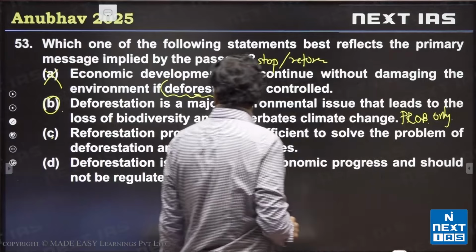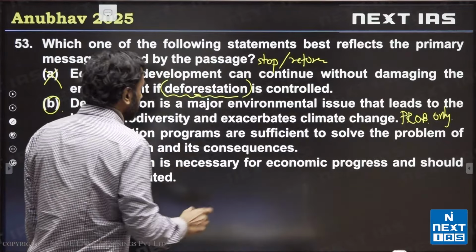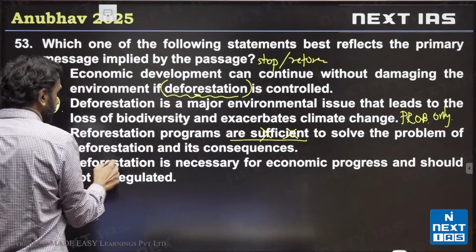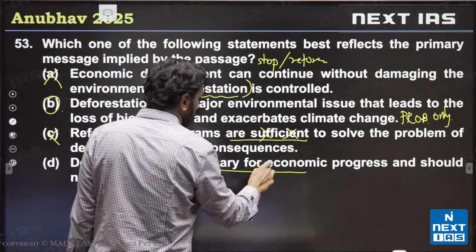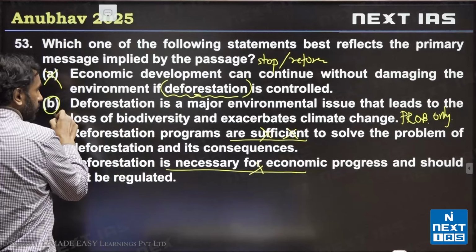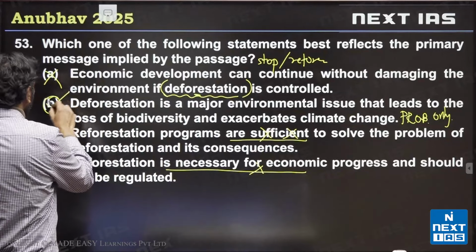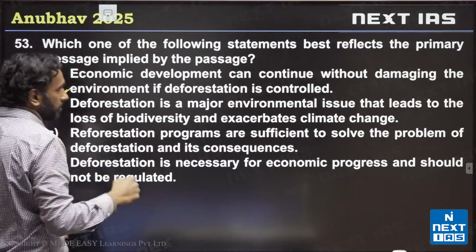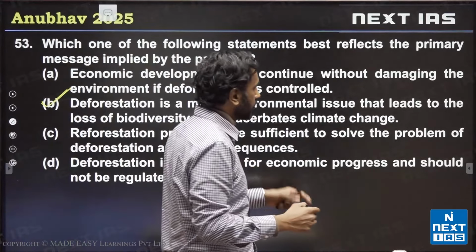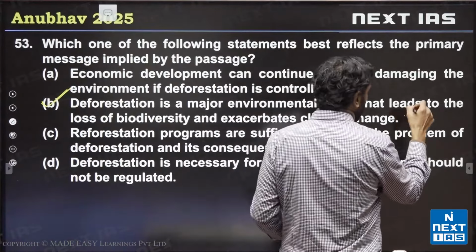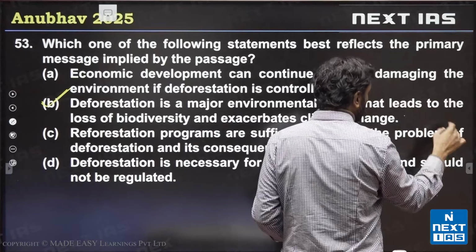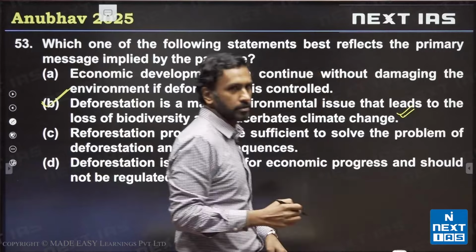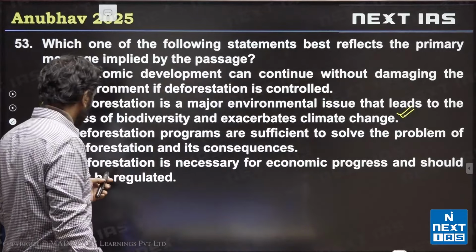Therefore incomplete. Reforestation programs are sufficient, unacceptable to solve the problem. D says deforestation is necessary for economic progress. Invalid. So even though B is partial, it mentions the problem only. B is the best possible choice. So this is why I was talking about problem and solution at the start of this discussion of this question, that even if the solution is not mentioned, in this case none of these are mentioning the solution, so this gets closest to the author's argument. B is the correct answer.